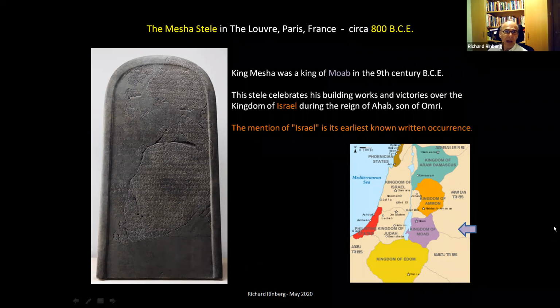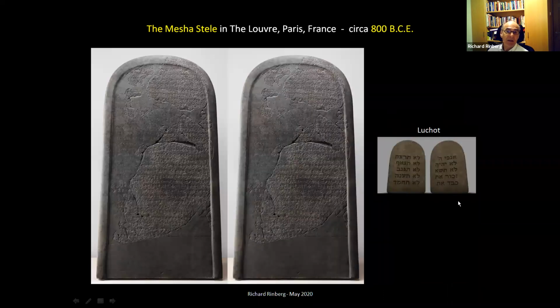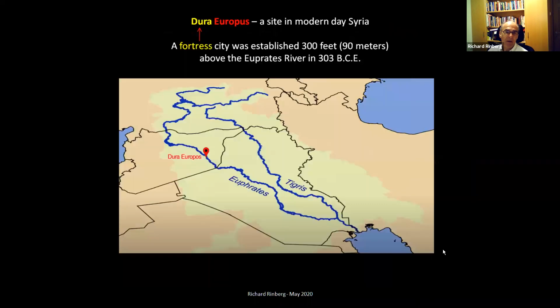Now, going back in time, the Louvre, 800 BCE, so we're going nearly 3,000 years. Here's the Mesha Stele. King Mesha was the king of Moab. Here's Moab down here. And the stele would celebrate his works and victories. And it's the first time that you see the word Israel written down. It's the earliest time that we see that written here. Now, if you take this stele and you double it, well, it's very much an image of Luchot, right? So perhaps that's where the idea in imagery of Luchot came from.